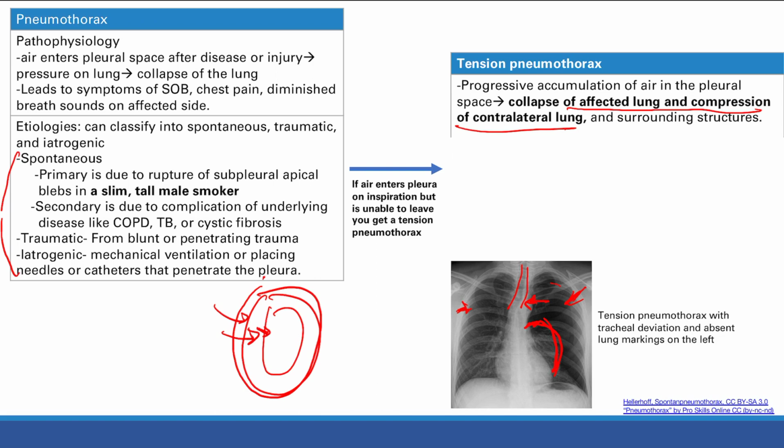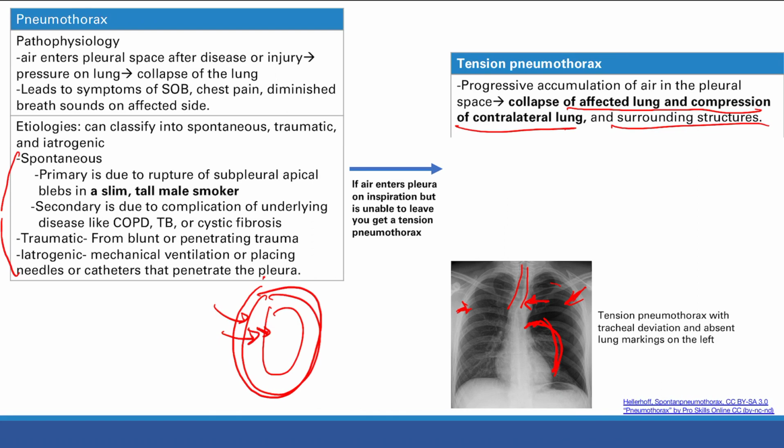The other thing is, I want to emphasize this pressure on the surrounding structures. Other surrounding structures around the lung, we talked about the trachea. What else is around the lung? You have the heart around the lung. You have the superior vena cava, okay? So you can reduce the amount of blood going to and from the heart. You can get hemodynamic instability, so low blood pressure.